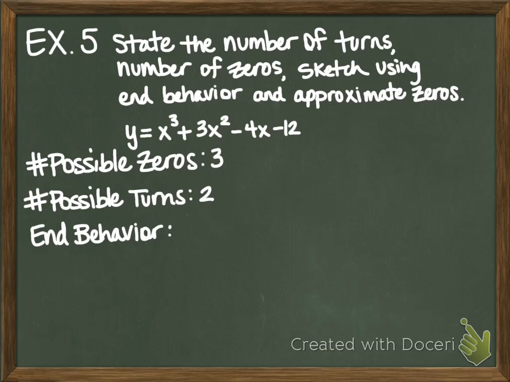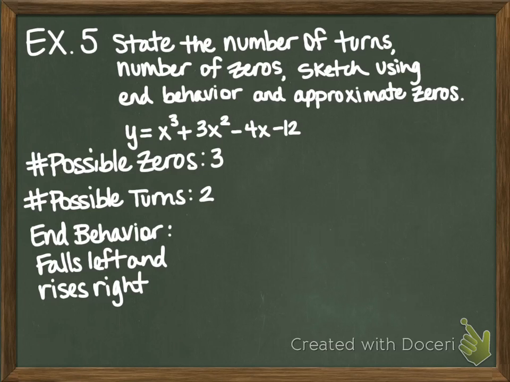Okay, then we want to look at the end behavior. So the highest exponent is 3, and that term is positive. So it's odd, meaning the ends are going to be doing opposite things, and it's positive, so it's going to be going up overall. So that means it falls on the left and rises on the right. Well, the next thing I'm going to do is actually find the zeros.